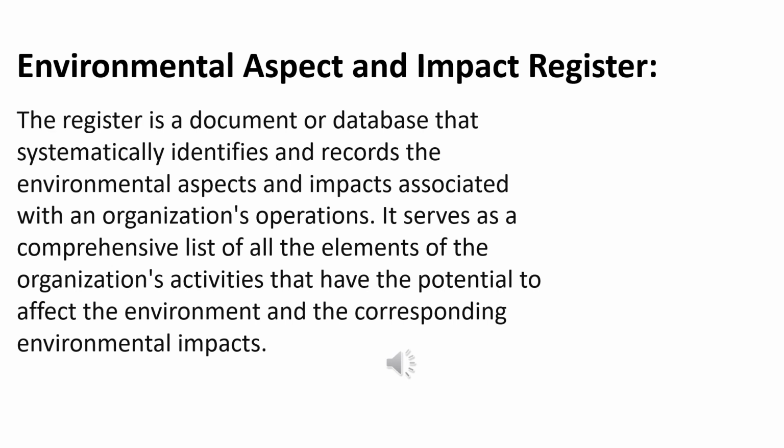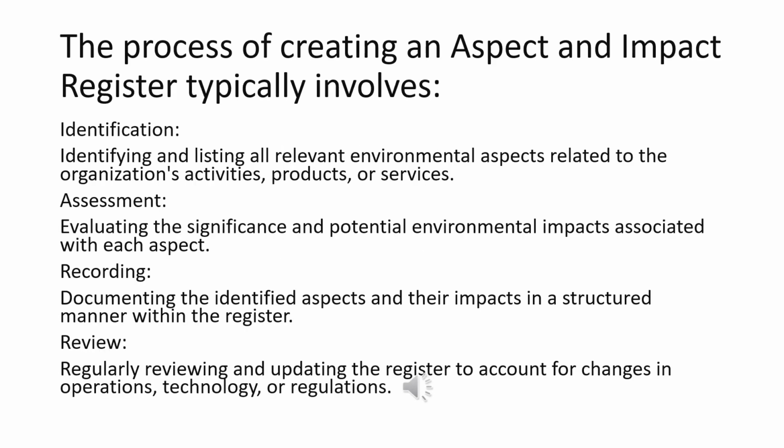Environmental aspect and impact register. The register is a document or database that systematically identifies and records the environmental aspects and impacts associated with an organization's operations. It serves as a comprehensive list of all the elements of the organization's activities that have the potential to affect the environment and the corresponding environmental impacts. The process of creating an aspect and impact register typically involves four steps: identification, assessment, recording, and review.